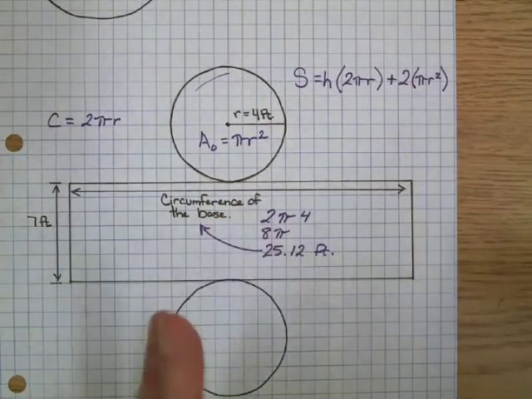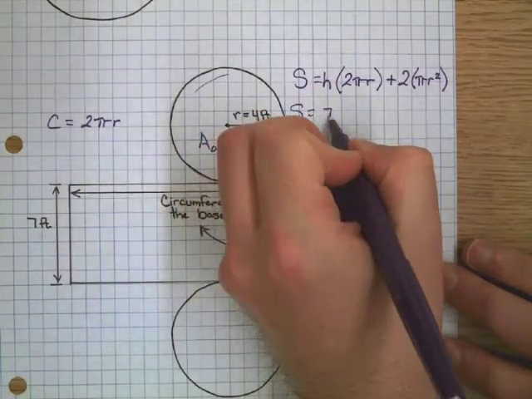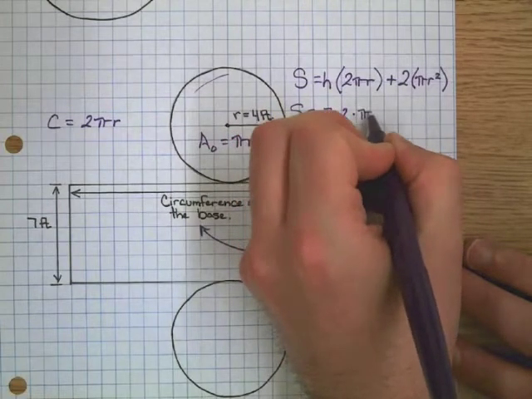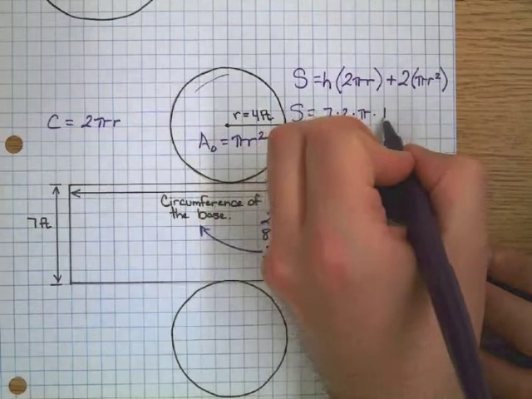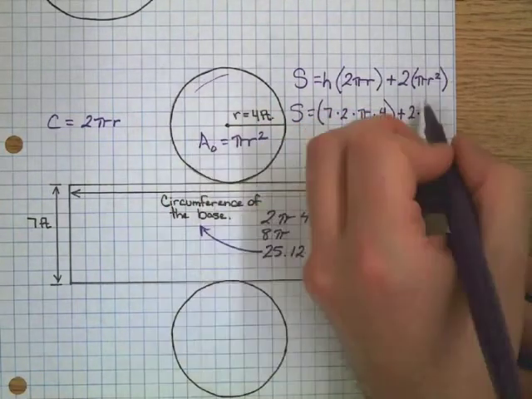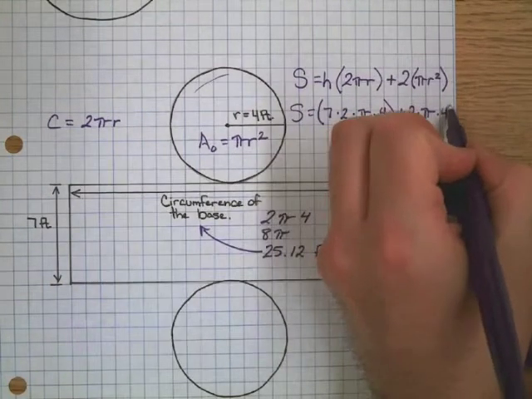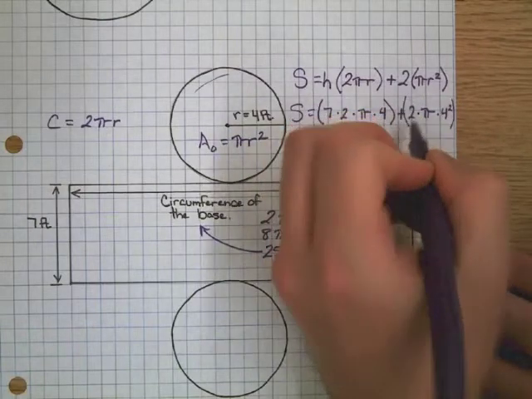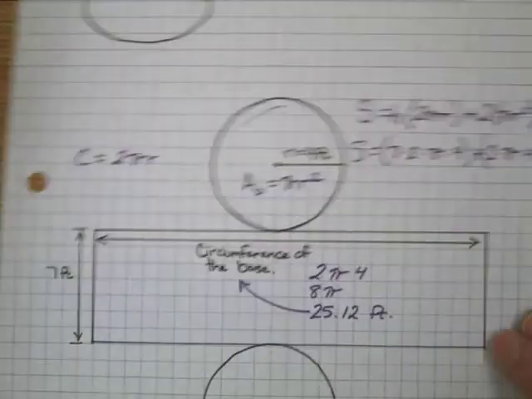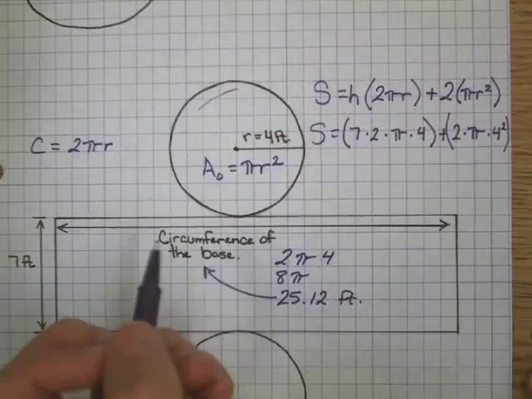Well, let's start putting in some numbers here. So we have the height is equal to 7 times the 2 times pi times the radius, which is 4, plus 2 times pi times the radius, which is 4, squared. Put that in parentheses too. Okay. And move this in a little closer here so you can see a little bit better. And we can look at this now.